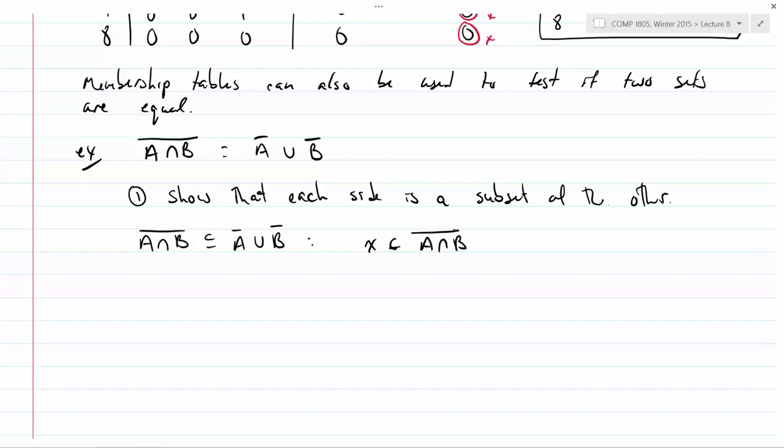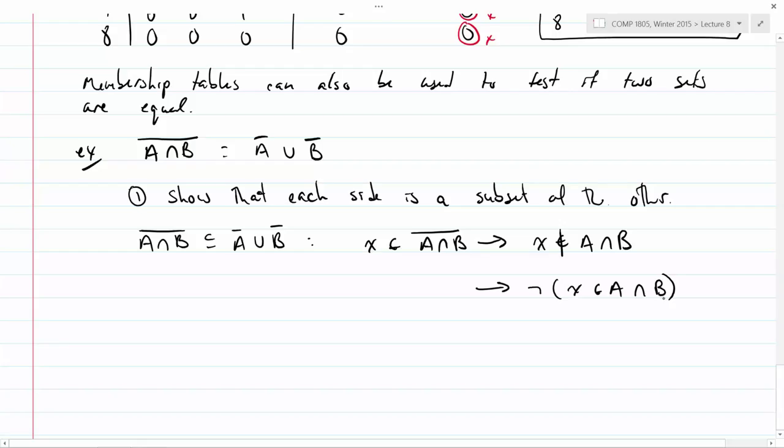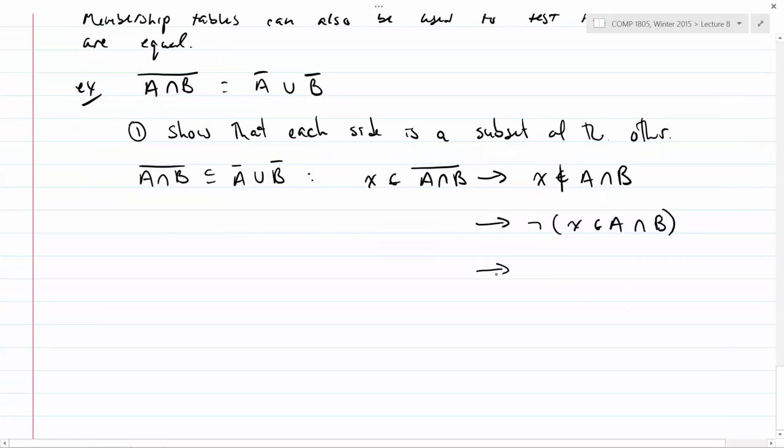So this is already instantiated. X is in the complement of A intersect B. And now we think about what that means. So that's exactly the same as saying X is not in A intersect B. Right? Because if it's in the complement, it's not in the original set. That's the definition of complement. All right. So that implies that it is not the case that X is in A intersect B. Right? That's just different notation. It's not the case that it is in A intersect B. All right. Well, that's the same thing as saying it is not the case that X is in A and X is in B. Right? Because that's the definition of intersection, sorry.